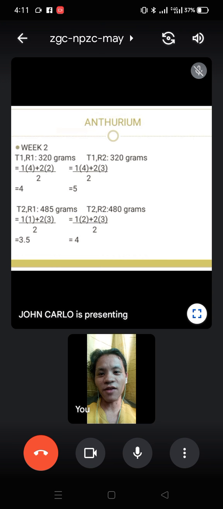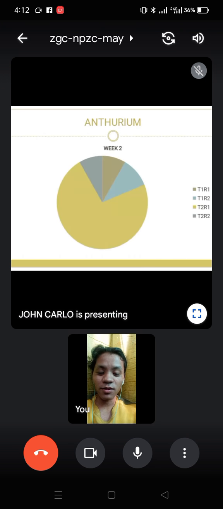In T2R1, they have 485 grams for wax commodity. 1 times 1 plus 2 times 3, divided by 2, equals 3.5 in T2R1 for wax commodity. In T2R2, they have 480 grams controlled. The computation is 1 times 2 plus 2 times 3, divided by 2, equals 4 for controlled. This is the graph of anthurium in week 2: T1R1 for wax, T1R2 for controlled, T2R1 for wax, and T2R2 for controlled.